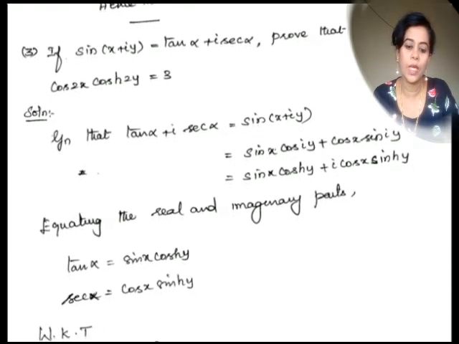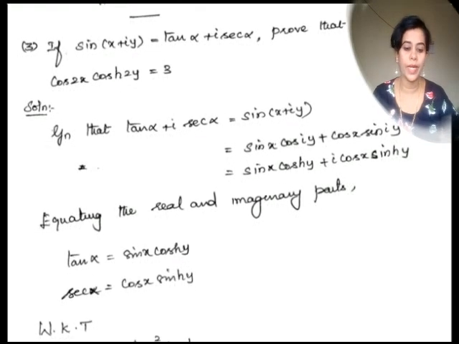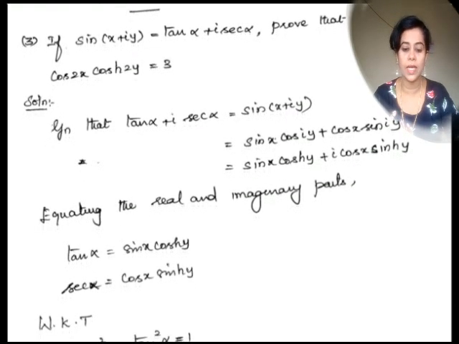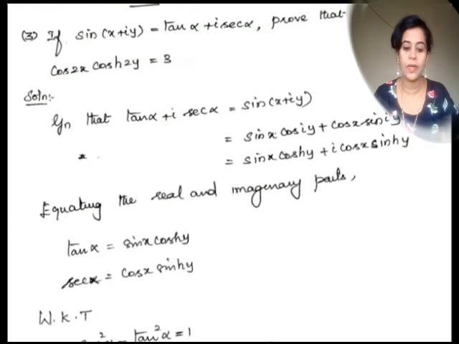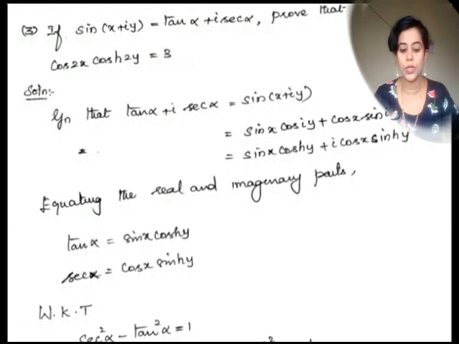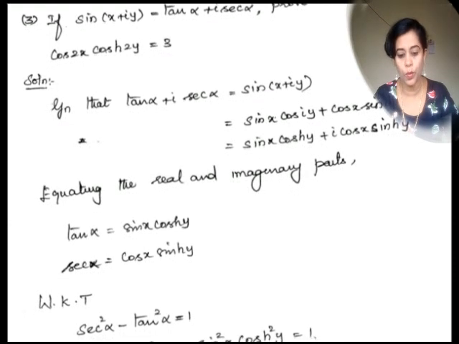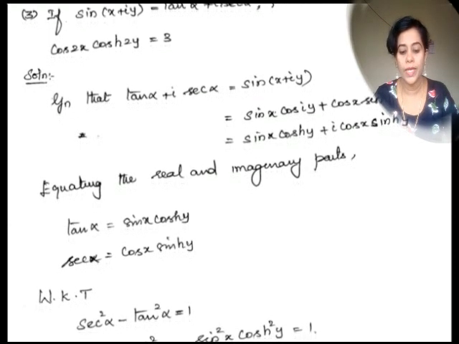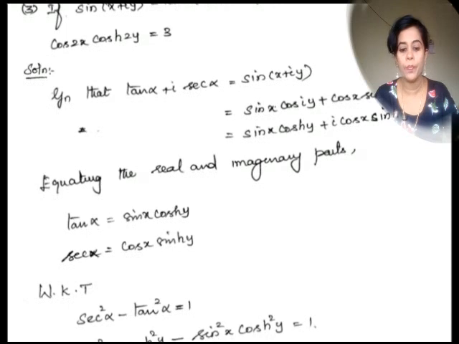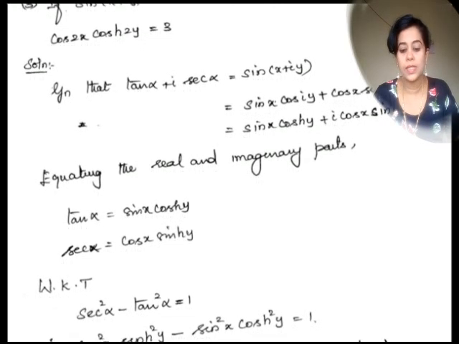So similarly, equating the real and the imaginary parts, we are getting tan alpha is equal to sin x cos hy and secant alpha is equal to cos x sin hy. And we all know that secant squared alpha minus tan squared alpha is equal to 1. So therefore we can write secant squared alpha as cos squared x sin h squared y.